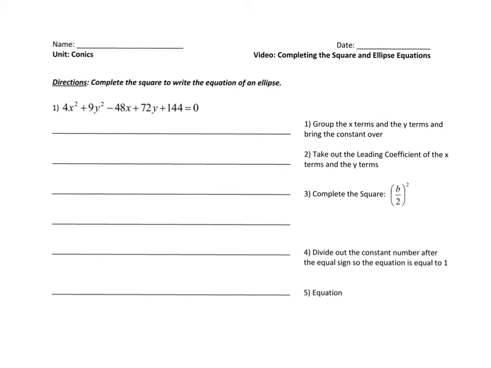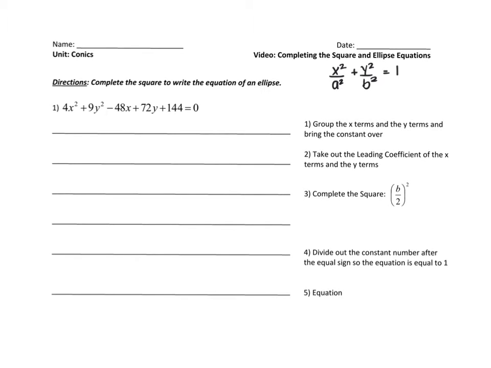Everyone, in today's lesson we're going to talk about how to complete the square to find the equation of an ellipse. Up till this point, you've only completed the square with circles. So it's very similar, but this time we need to get that equation of an ellipse. Remember, an ellipse has x squared over a squared plus y squared over b squared equals 1.